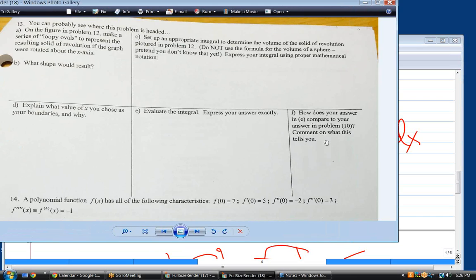And f: How does E compare to the answer in 10? Should be exactly the same. Right. Okay.